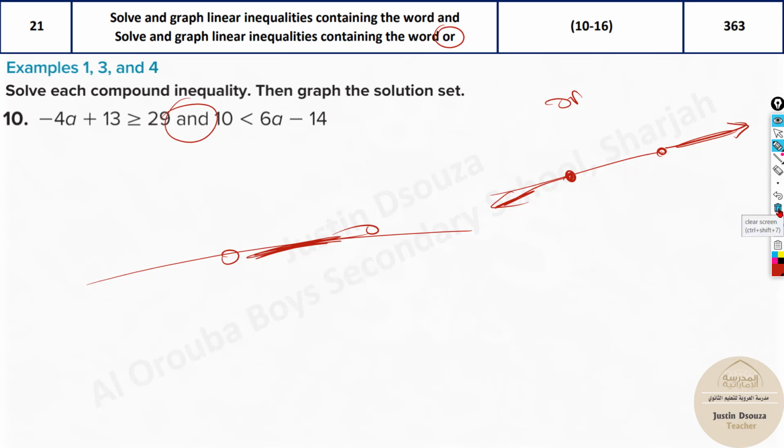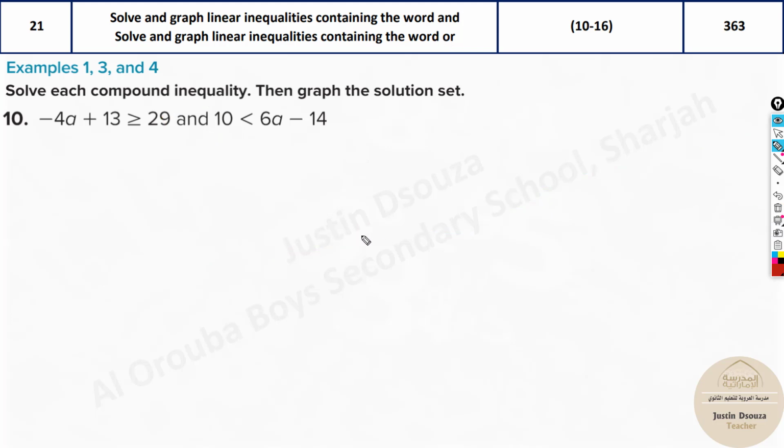We have done that thoroughly in question number 15. So what I would suggest is, if you have not gone through that part, please go through it, be thorough, and then watch this video. Now, "and" means it's always separated. So we have to separately solve both these inequalities. Here, minus 4a plus 13 is greater than or equal to 29, and the other inequality is 10 less than 6a minus 14. So this is the first step. Just write the given.